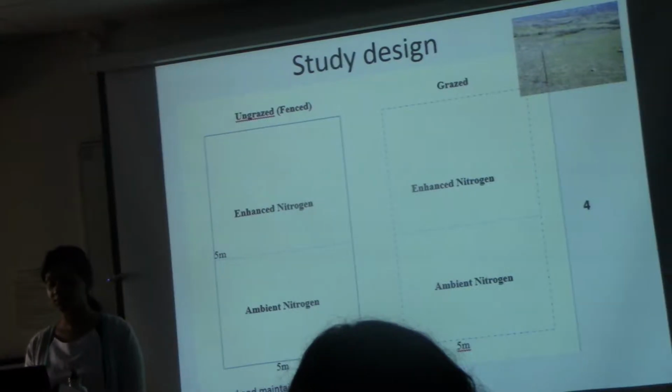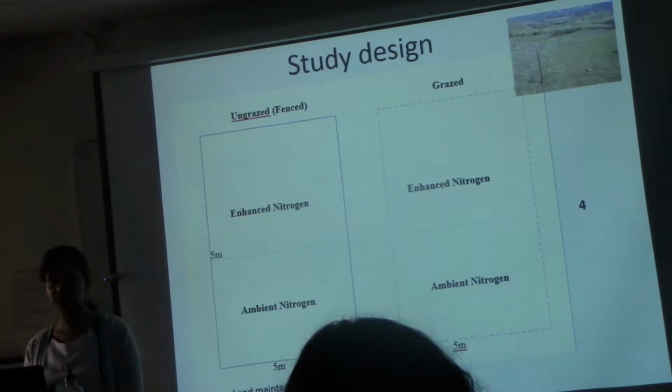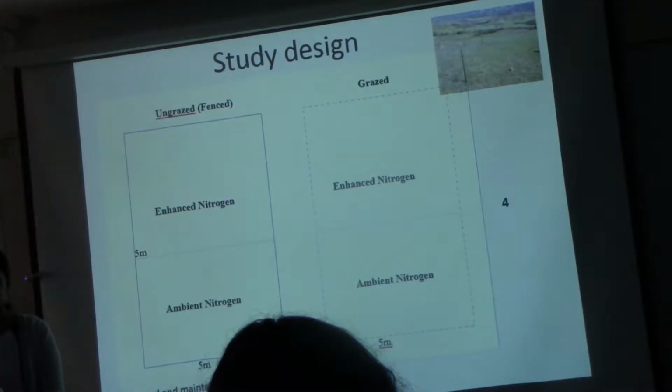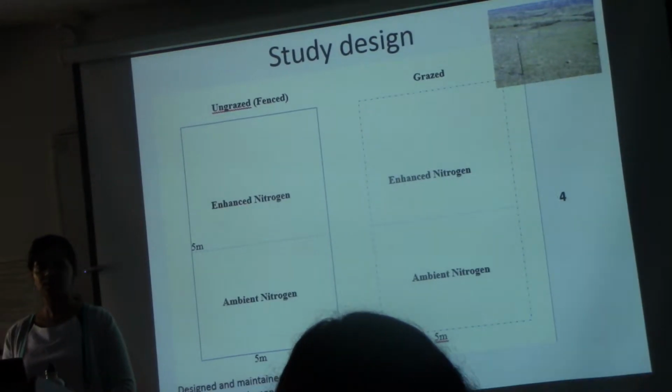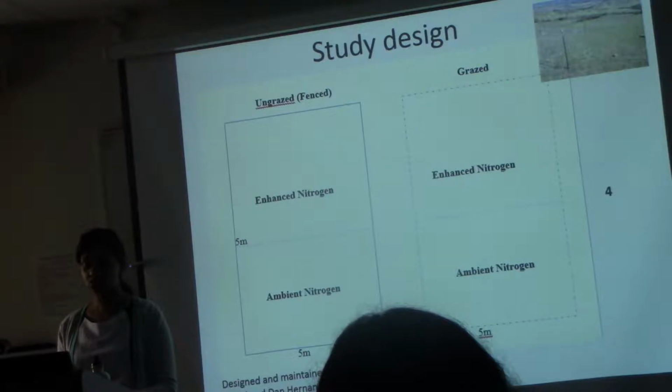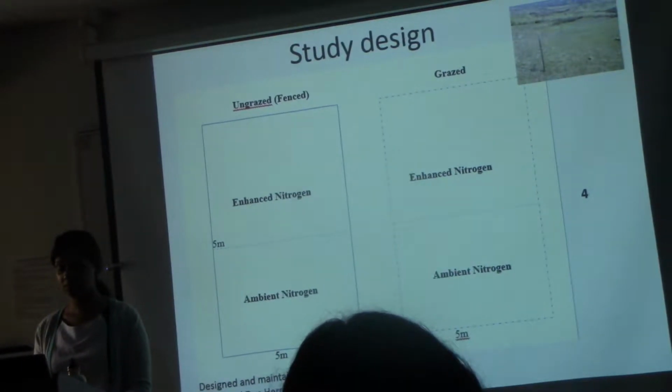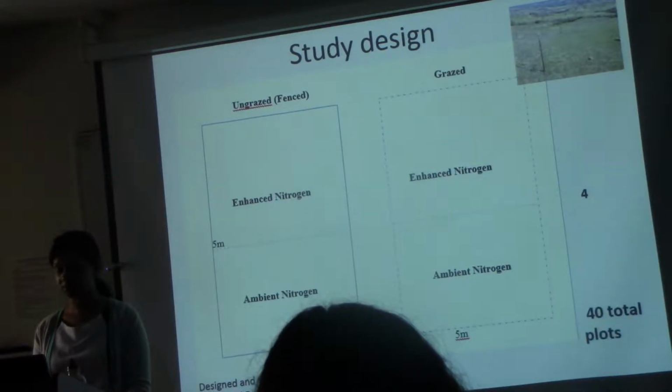At each location, there were two 5 by 5 meter split blocks. One block was fenced off with barbed wire to exclude grazing by large mammals, mainly cows. Each split block was then divided into two halves, and one side was enhanced with nitrogen through fertilizer, and the other represented ambient nitrogen. This yielded a total of 40 plots.